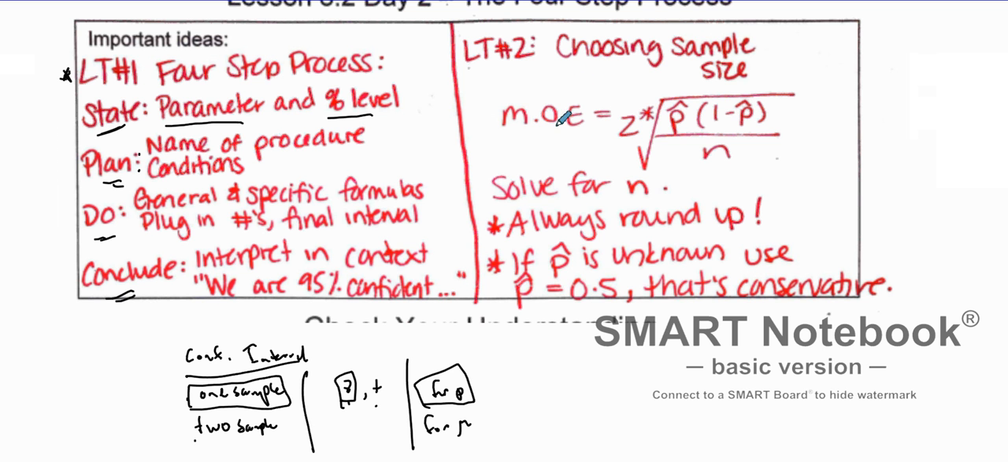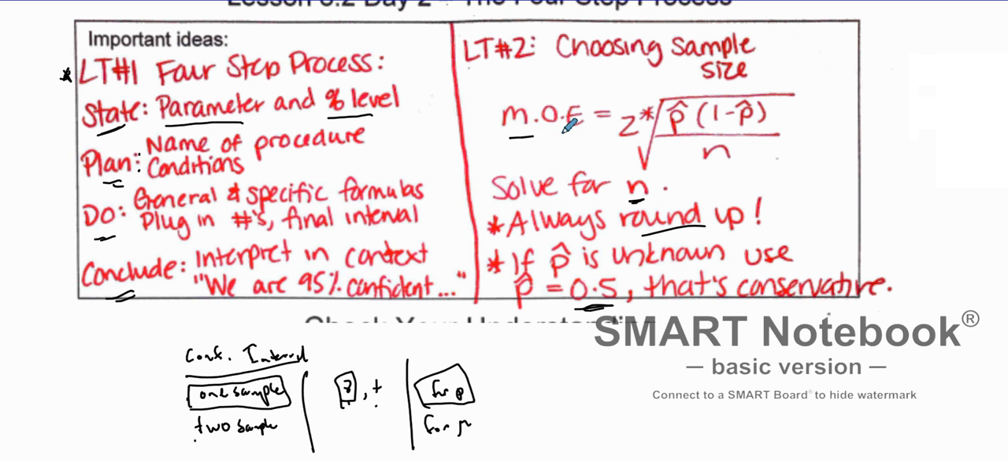Okay, so the first thing is choosing a sample size, for n. And so we need to sometimes solve for n when we're doing this. And when we solve for n, we always need to round up. If the p-value or proportion is unknown, we can say that our statistic is 0.5, and that's a conservative estimate of our sample statistic.